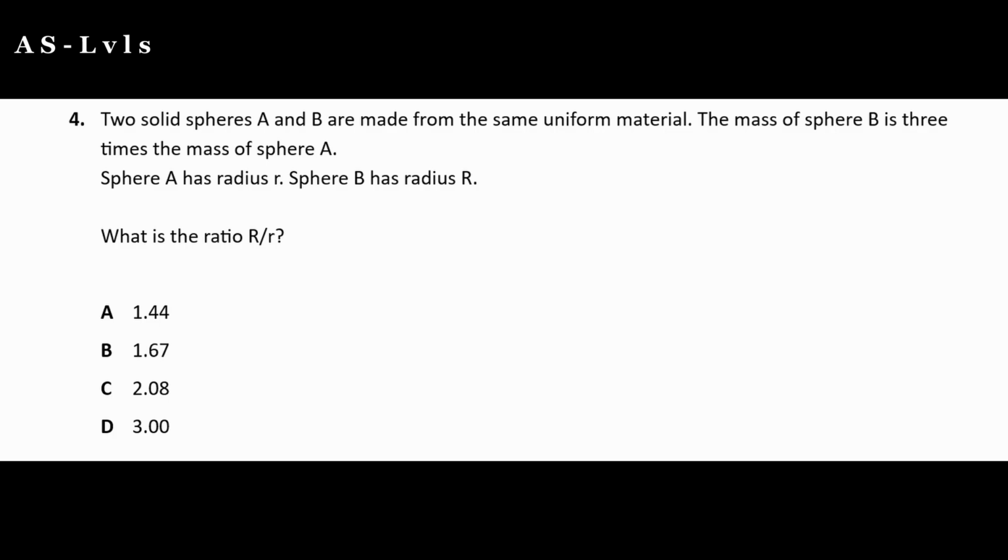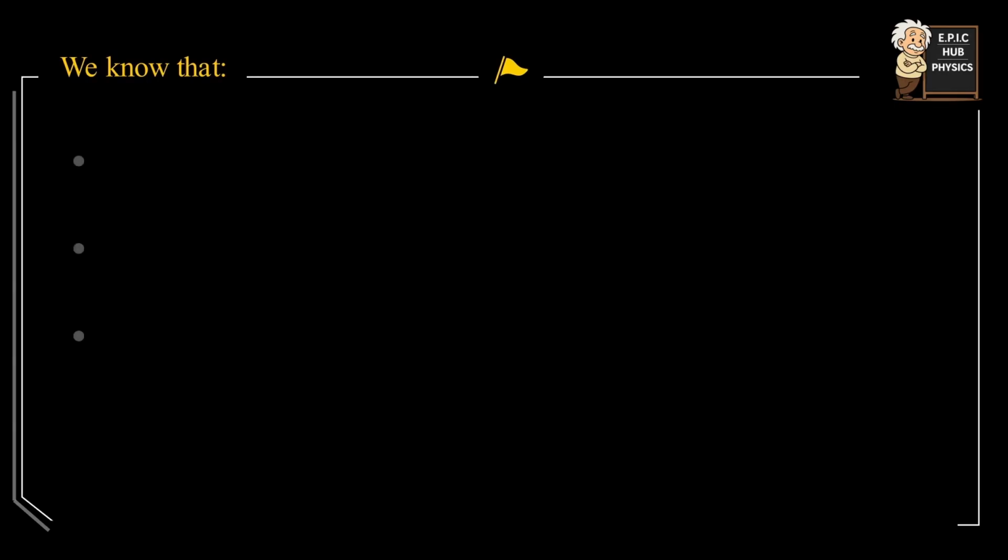Question 4. Two solid spheres A and B are made from the same uniform material. The mass of sphere B is 3 times the mass of sphere A. Sphere A has radius small r, and sphere B has radius big R. What is the ratio big R divided by small r for objects made from the same material?